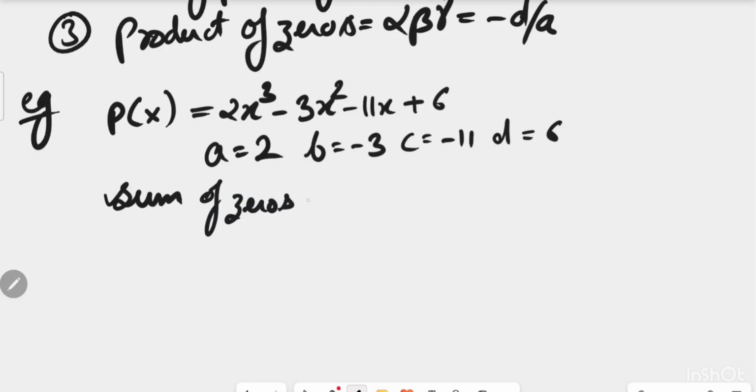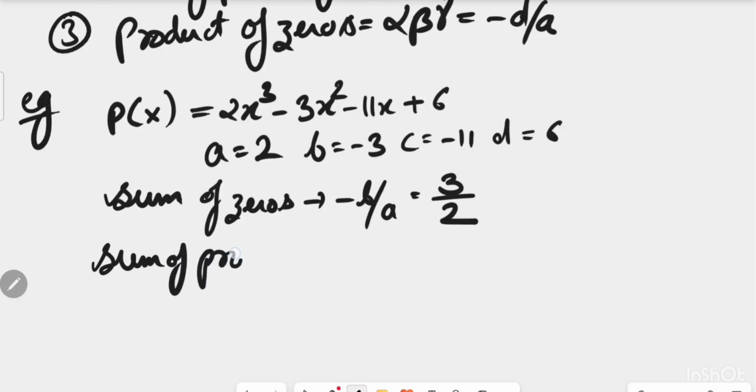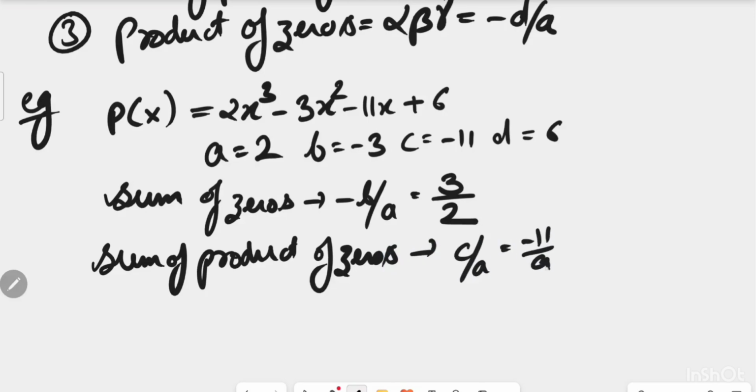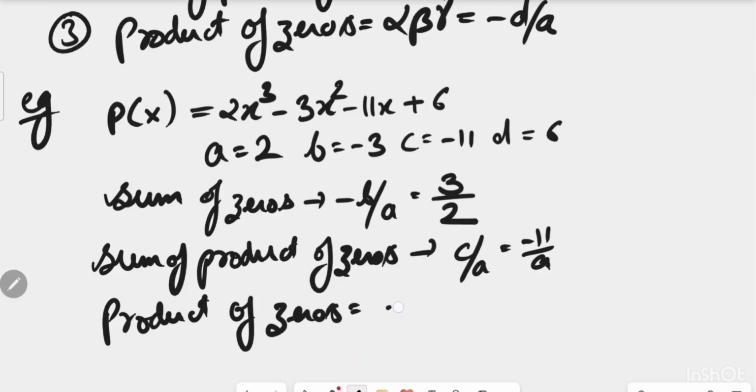Sum of zeros, minus b by a, will be 3 by 2. Sum of product of zeros taken 2 at a time will be c by a, that is minus 11 by 2. And last, the product of zeros will be minus d by a, that is minus 6 by 2, and that is minus 3.